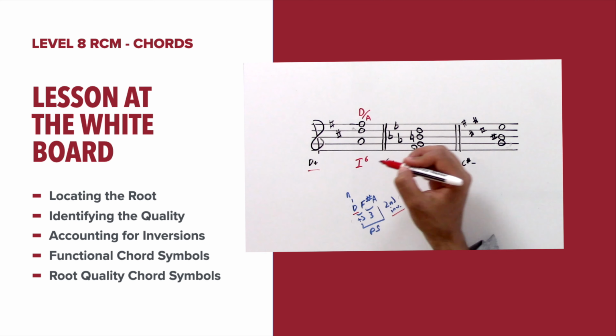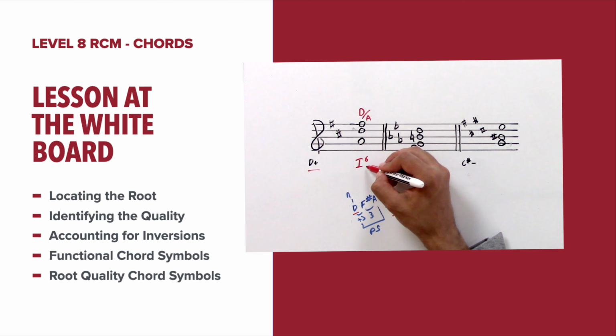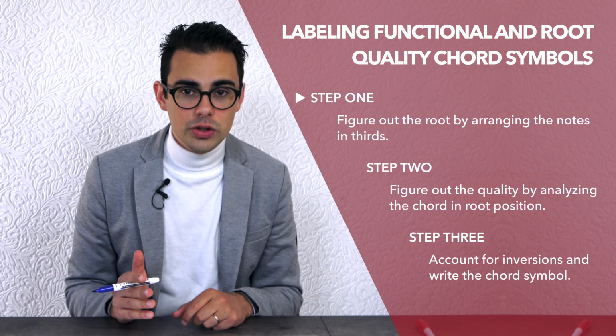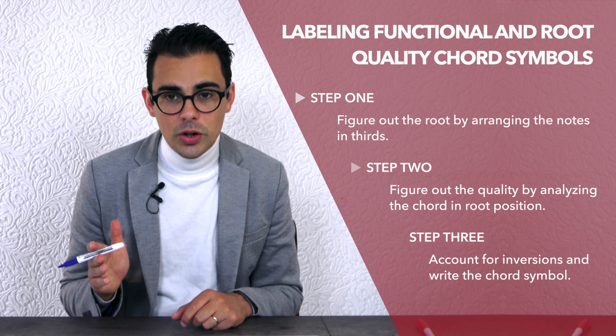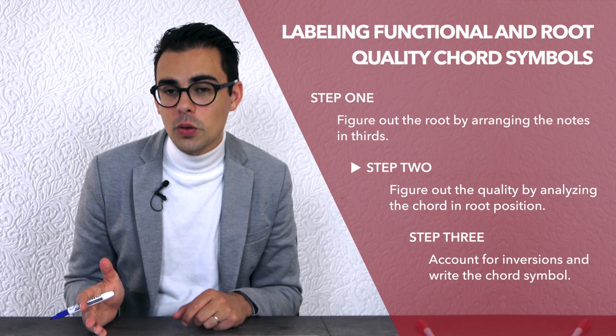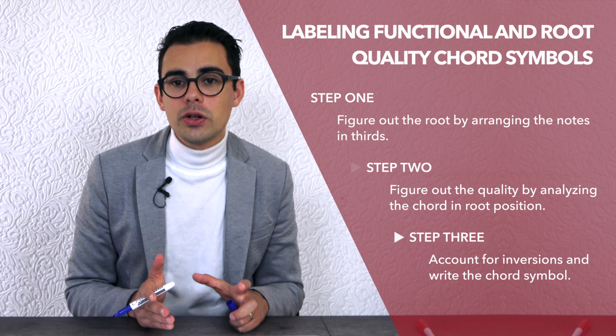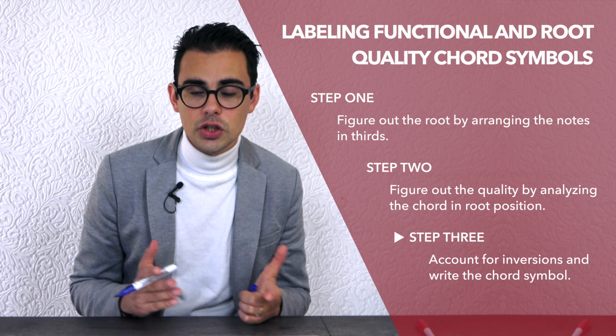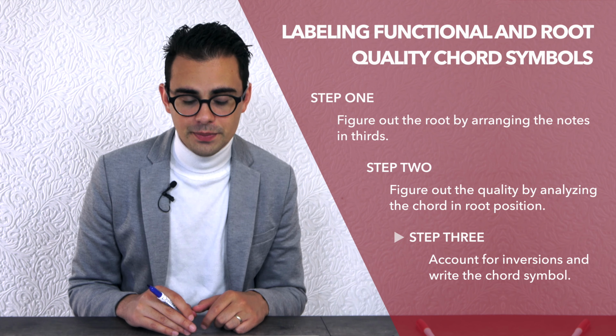Now we are at the whiteboard and we are going to practice figuring out chord symbols, both functional chord symbols and root quality chord symbols. In order to do this, we're going to follow these steps. First, we're always going to figure out what the root is. Then we're going to identify the quality of the chord. And then we are going to account for inversions and adjust the chord symbols accordingly.